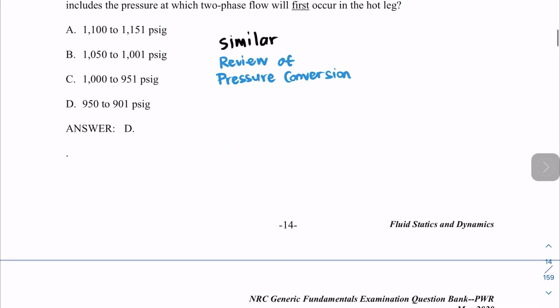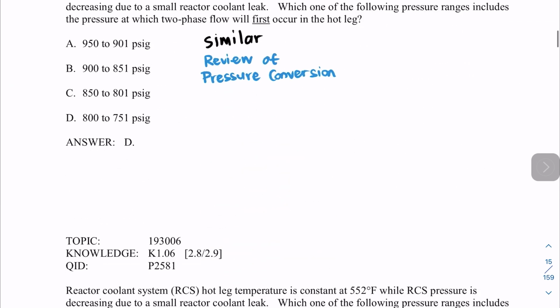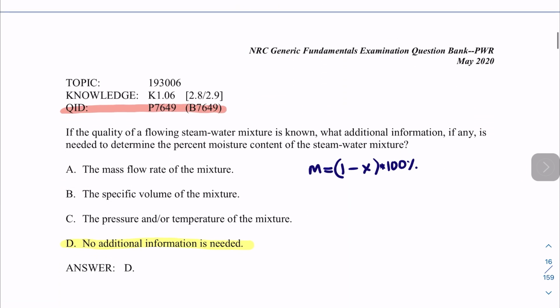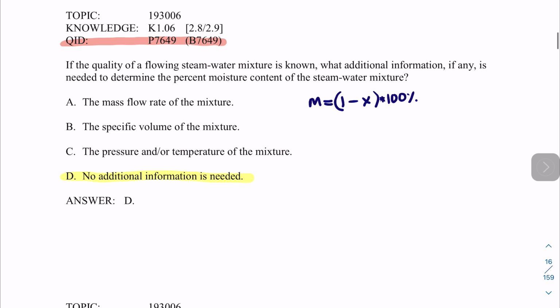So this other one is similar to the previous one that we talked about, conversion. Now this is a review of the moisture one. So let's take a look at this one, P7649. It says, if the quality of the flowing steam water mixture is known, what additional information, if any, is needed to determine the percent moisture content of the steam water mixture?